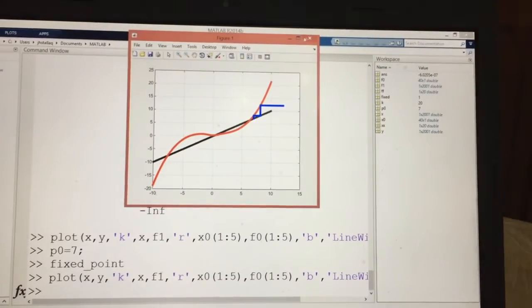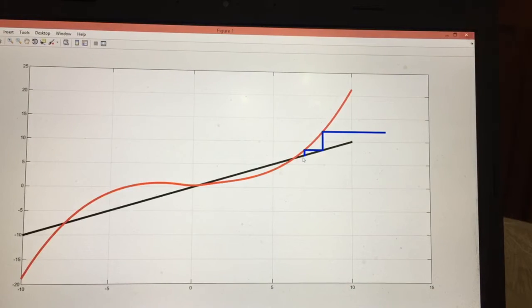Okay, we are here now. We started at 7, so it jumps to this point, then goes to this point, jumps, and it will diverge. It will not go to the solution, which means that we need to modify this original curve, so we can find the solution at this point and at this point here. So that's what we will do now.